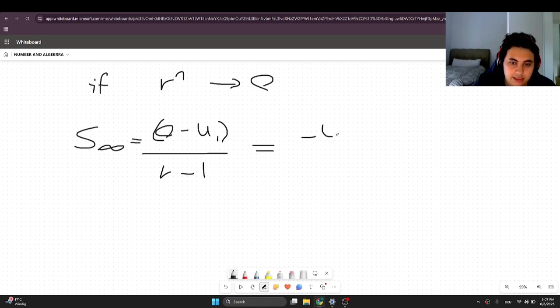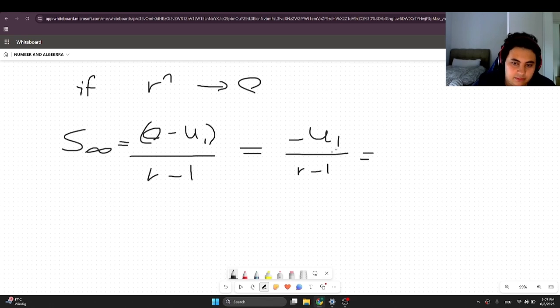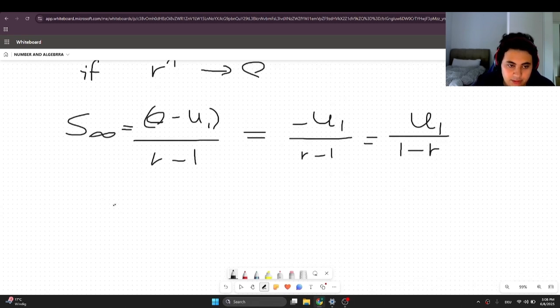This is going to be negative u1 over r minus 1, and so we can get rid of this negative sign, we can say u1 over 1 minus r. So you flip them around. Now you have u1 divided by 1 minus r, and this is your formula: S infinity is equal to u1 divided by 1 minus r.